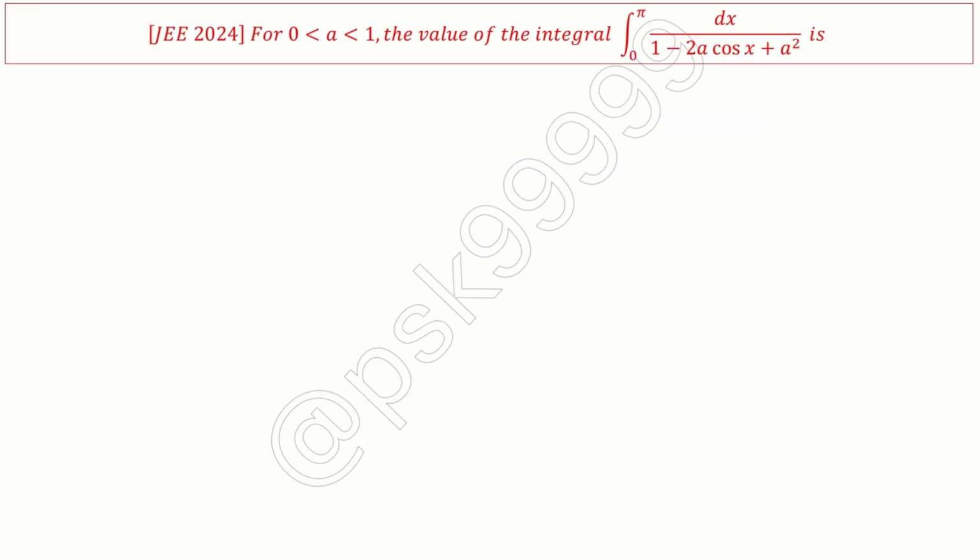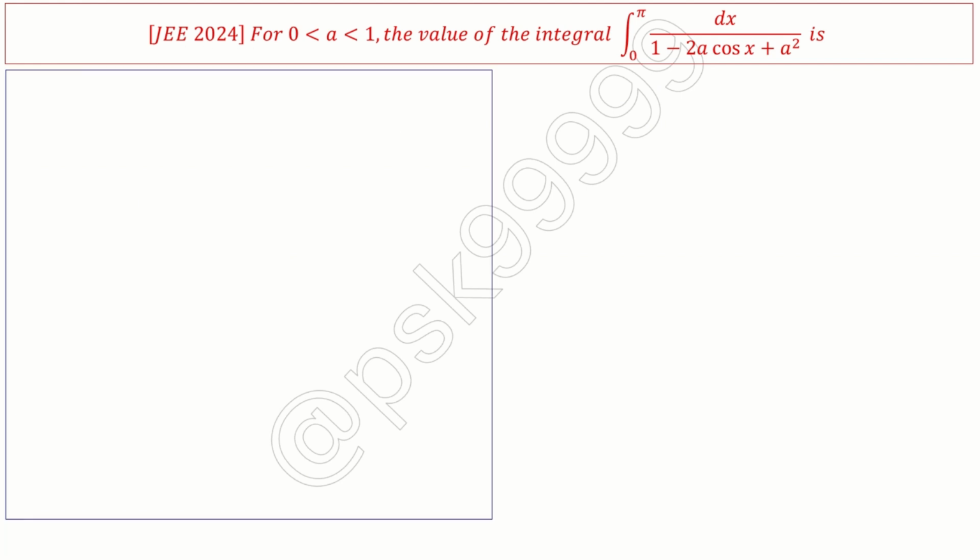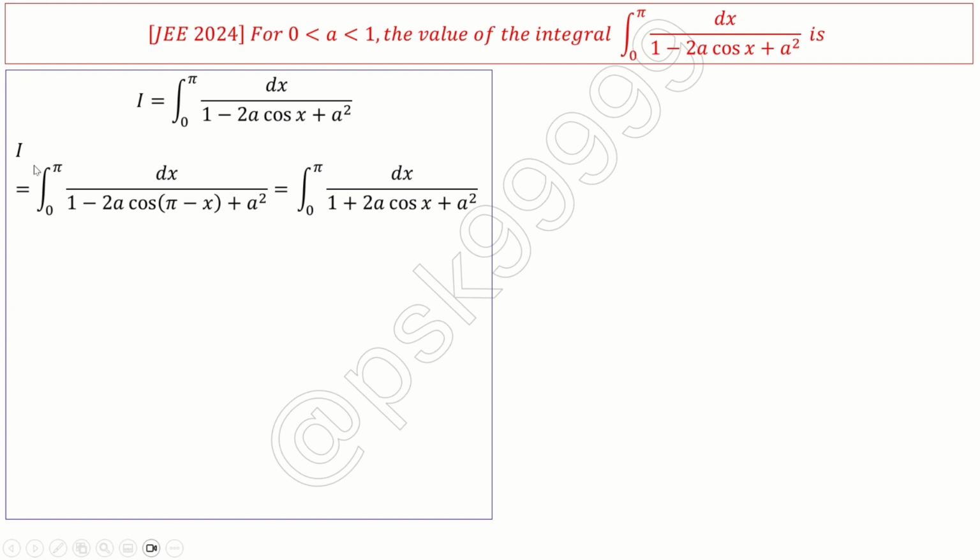For A between 0 and 1, the value of the integration from 0 to pi of dx by 1 minus 2a cos x plus a square. Okay. So this is also a straightforward thing. Only thing is, first you apply the definite integration rule, pi plus 0 minus x. If you apply, okay, cos will change sign. You can check that, right? So I is nothing but this one. If I substitute x equal to pi minus x, it will become dx divided by 1 minus 2a cos of pi minus x plus a square, which is nothing but this minus has become plus. Okay, the integration from 0 to pi of dx by 1 plus 2a cos x plus a square.